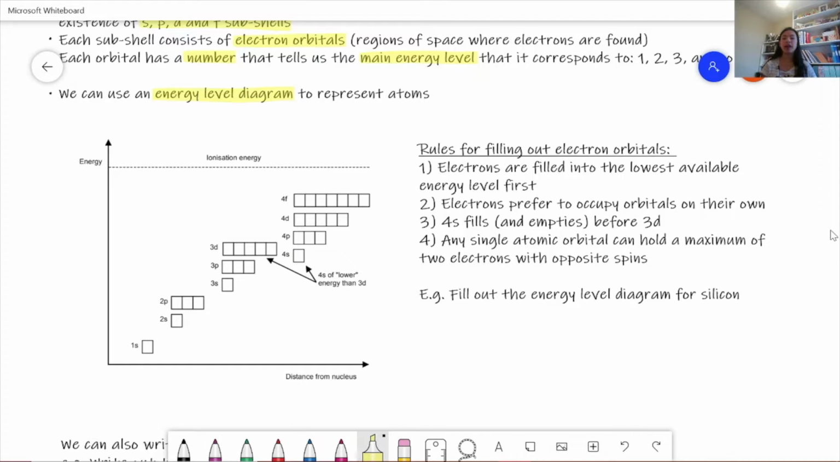We also find that if we go further and further out, so when we get to higher and higher main energy levels, the energy increases. For example, the fourth shell will have a much higher energy than the first shell.